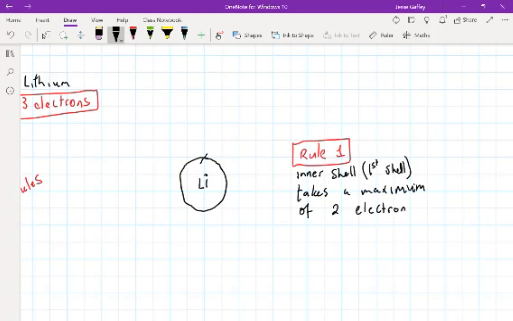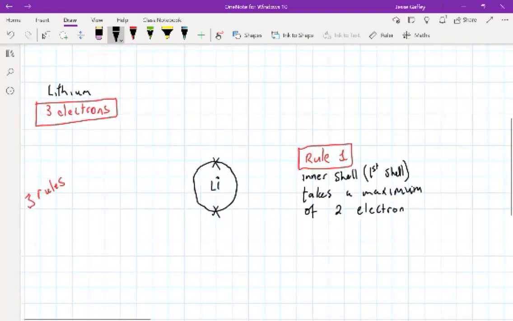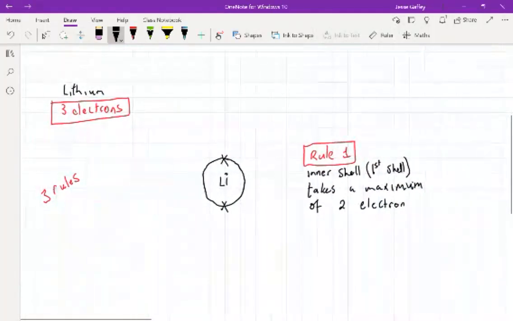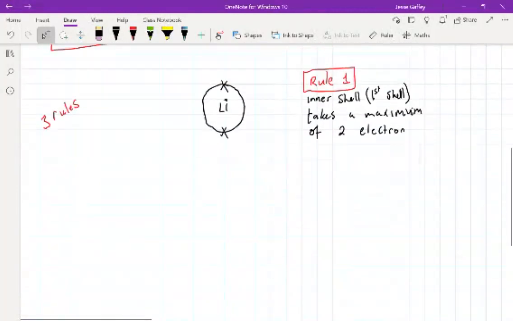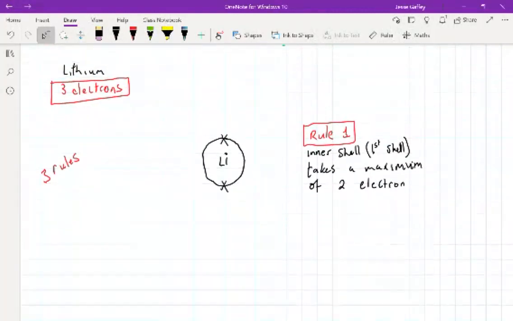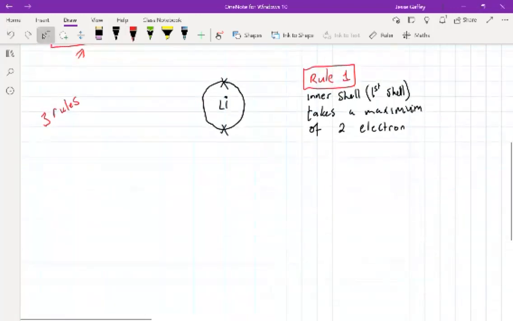So I'm going to draw 1 electron and 2 electrons. That is now a full first shell. I cannot put any more there. So that's rule 1. The first shell can hold 2 electrons. Now that's not all my electrons done yet though, because I know I've got to get 3 electrons and I've only drawn 2. So my atom isn't finished yet. But I'm not allowed to put another electron here. I cannot do that. So I need another rule.